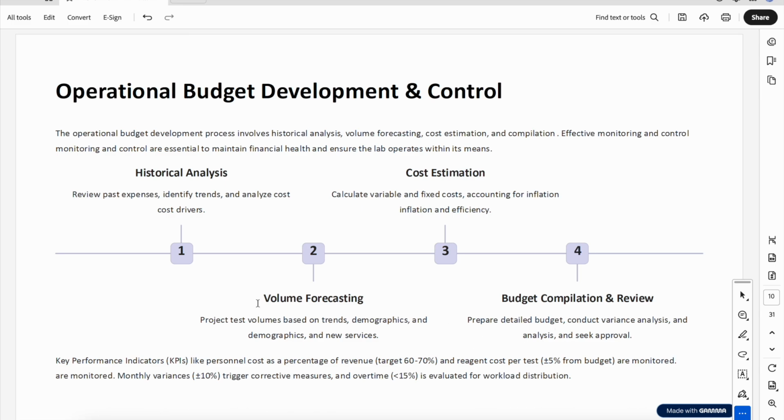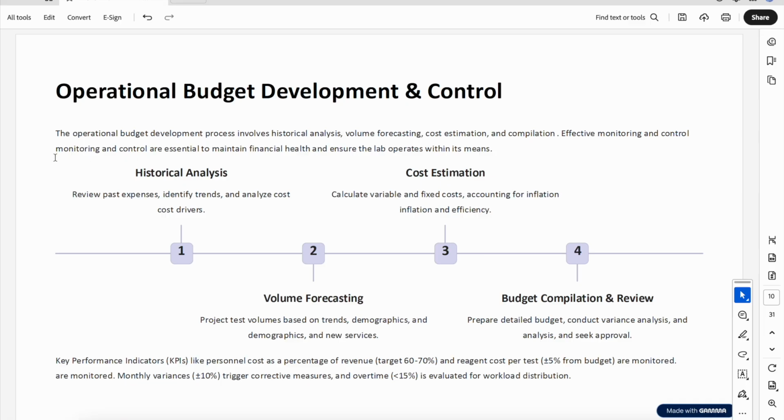Operational budget development and control. Now that we understand the components, let's discuss how to develop and control an operational budget. This is a systematic process that requires careful planning and ongoing monitoring.